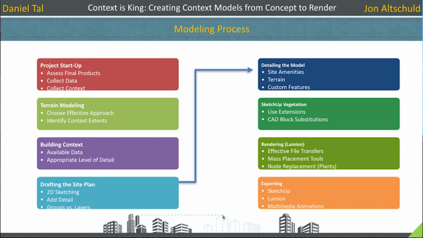Next we go into terrain modeling. We have to assess what kind of terrain we need to build for this model. And we'll go over some different typologies, types of terrain that we use for different projects. Next, the buildings context, so the buildings surrounding your site. The big thing of our presentation, context is king. Because if you just model the site, you can't get a good sense for how it interacts with the surrounding communities and surrounding areas. So we go into the building context and surrounding buildings, then drafting the site plan.